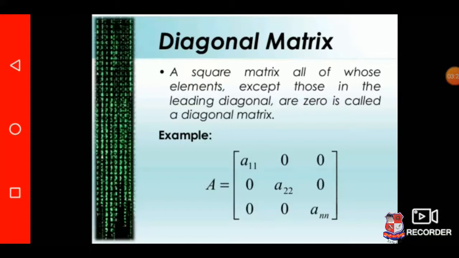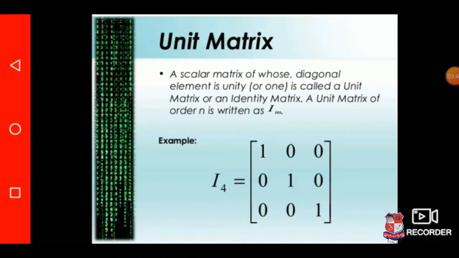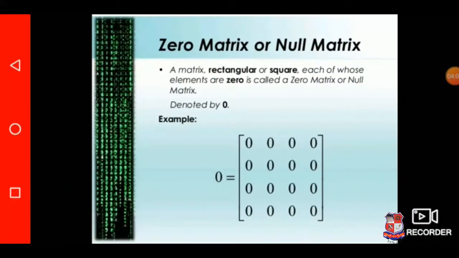Diagonal matrix, here is the example of diagonal matrix, in which a square matrix, all of whose elements except those in the leading diagonal are 0, is called a diagonal matrix. Unit matrix: a scalar matrix of whose diagonal elements is unity is called a unit matrix or an identity matrix. A unit matrix of order n is written as In. Zero matrix or null matrix: a matrix, rectangular or square, each of whose elements are 0 is called a zero matrix or null matrix, and it is denoted by 0.